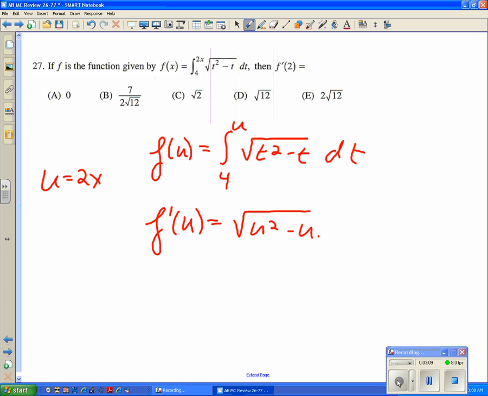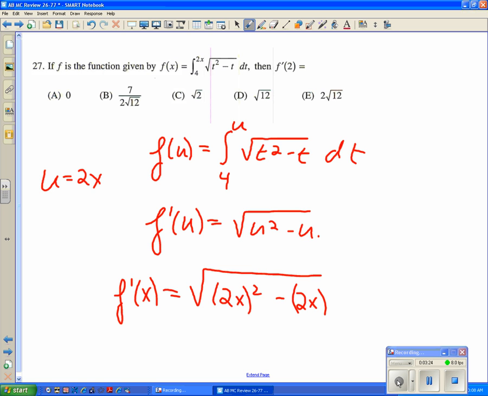So in order to get the derivative with respect to x, I have to back substitute. And when I back substitute, I get not u squared, but the quantity 2x squared. And then I'm going to subtract the 2x. I'm evaluating the derivative of u, and then I have to multiply by the derivative of u, the chain rule, and u is 2x, so I've got to multiply by the 2 at the end. I have to multiply by the derivative of what our replacement was.